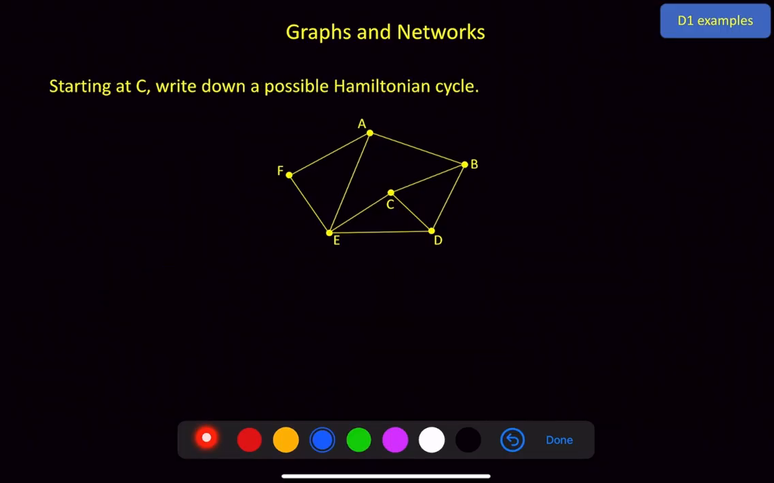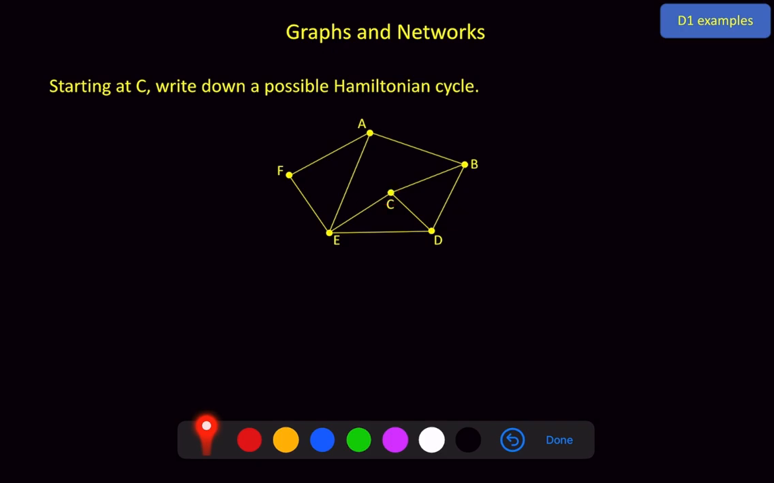Starting at C, write down a possible Hamiltonian cycle. A Hamiltonian cycle is a true cycle, which means we have to finish where we start. We can't use any vertex more than once, but a Hamiltonian cycle means we must use every vertex. So this is quite an easy one because you can go around the outside edge and C is in the middle. So if we start at C and go to E, F, A, B, D, and back to C.